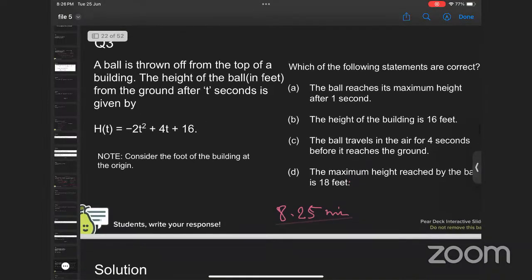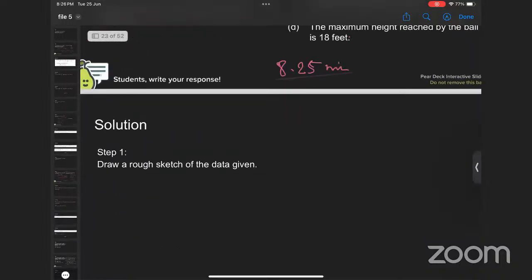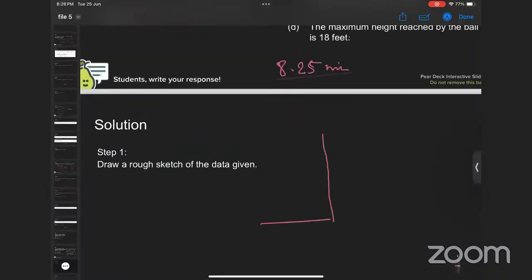So we have that a ball is thrown from the top of a building. The height of the ball from the ground after t seconds is given by this curve. So we can draw the curve, right? Suppose this is a building and this is the top point of the building. From this point we have thrown a ball. The motion will be something like that.